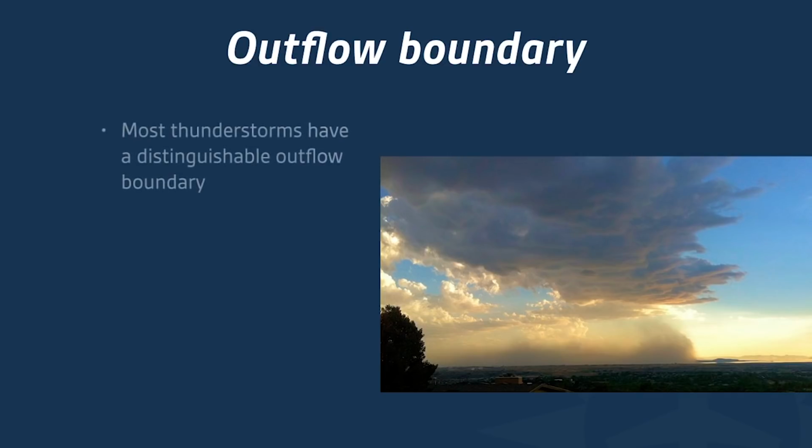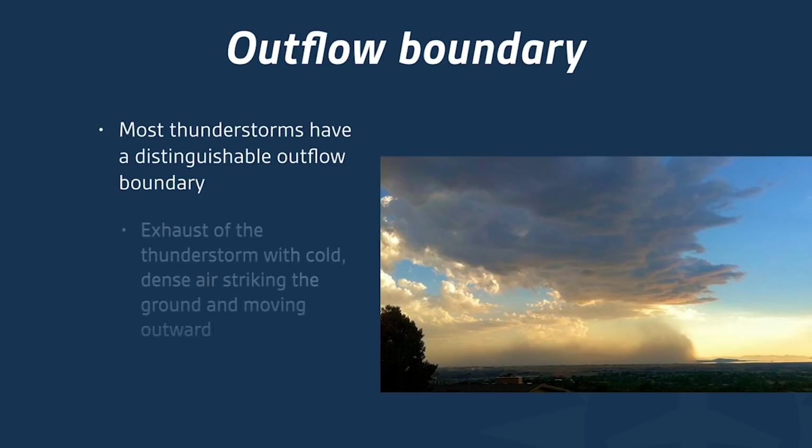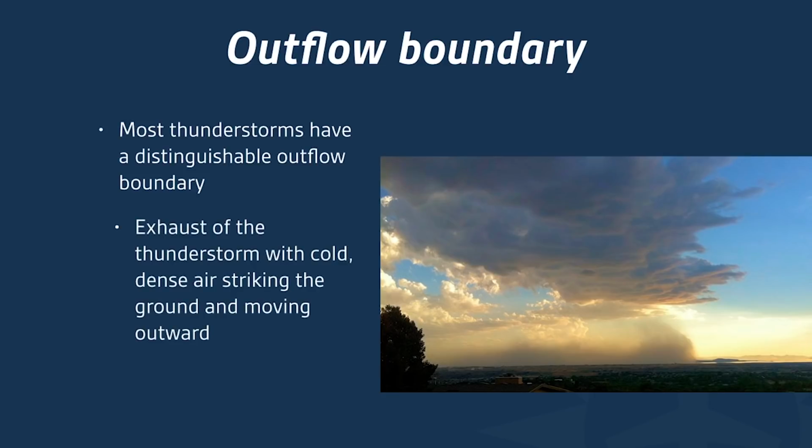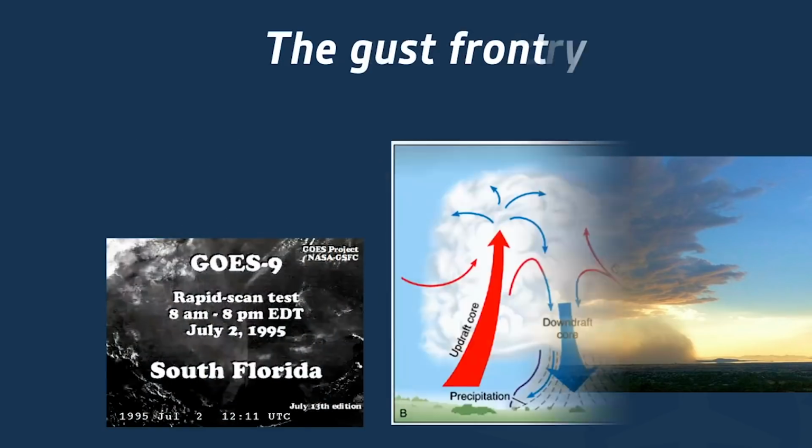And one of the problems with convective turbulence is what are called outflow boundaries. Now, most thunderstorms have a distinguishable outflow boundary with them. Outflow boundaries essentially are the exhaust of a thunderstorm, with cold, dense air striking the ground and moving outward, away from the storm itself. So think about pouring pancake batter onto a griddle. That's essentially what an outflow boundary looks like.